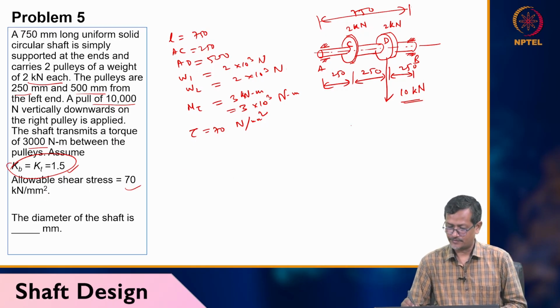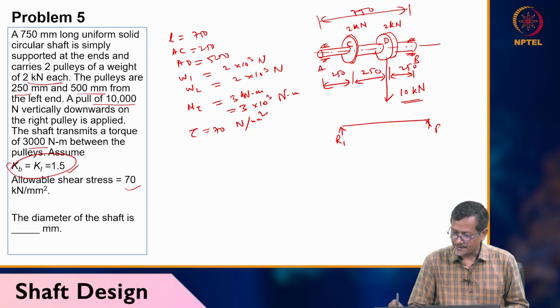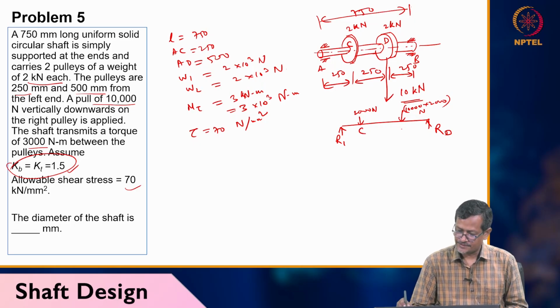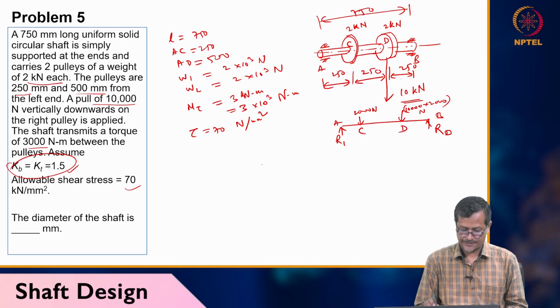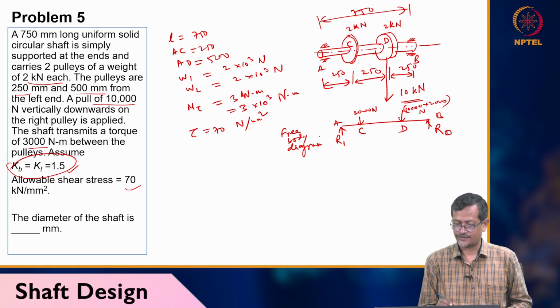Now draw the load diagram. The load diagram is like this. Reaction is happening here, reaction is happening here. So RA, RB, and vertically downward 2000 Newton, and here there is a force of 10,000 plus 2000 Newton. This is C, this is D, this is A, this is B. Okay, this is called the free body diagram. How to draw it? You have to go to your first year, second year strength of materials course.